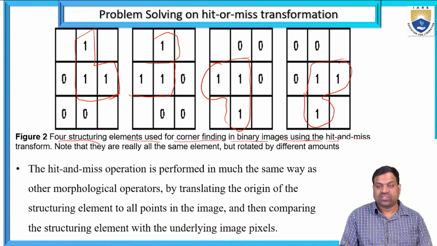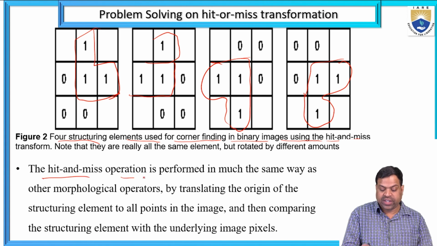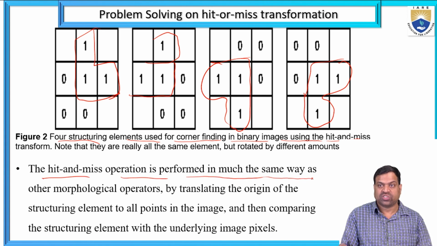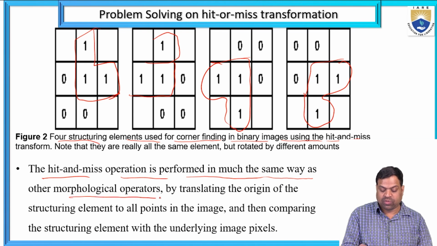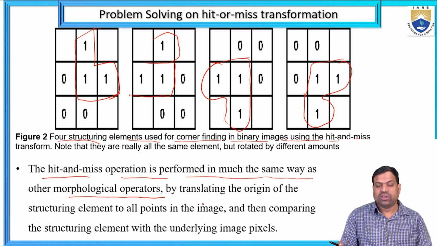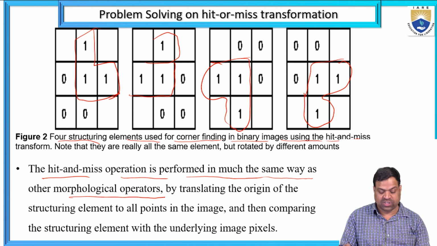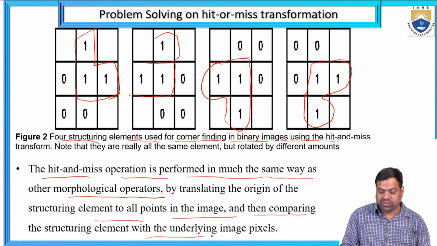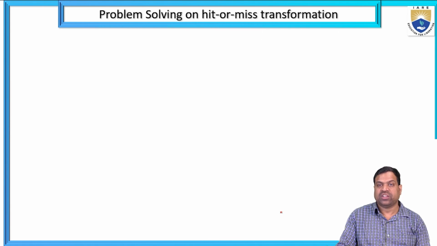They are really the same element but rotated by different amounts. Here the hit and miss operation is performed in much the same way as the other morphological operators. We already know that there are 5 types of morphological operators. Among them, the hit or miss transform is one type of operator, and it also needs a structuring element. So the structuring element is placed at a point of the image and compared with the underlying image pixels.